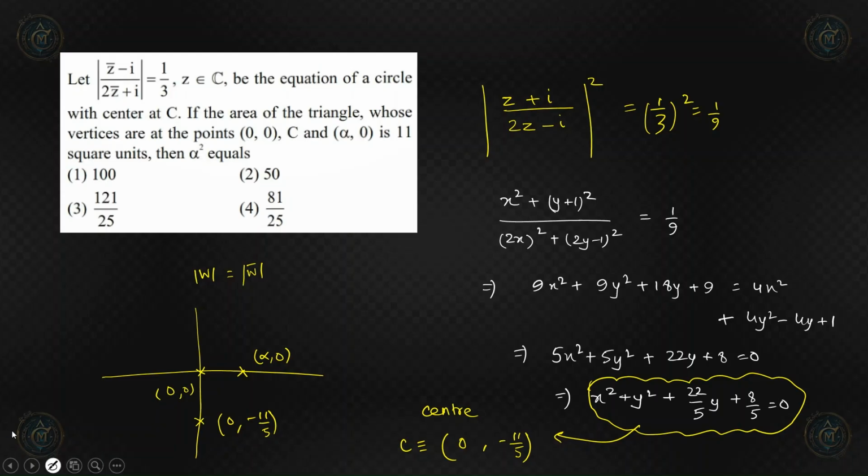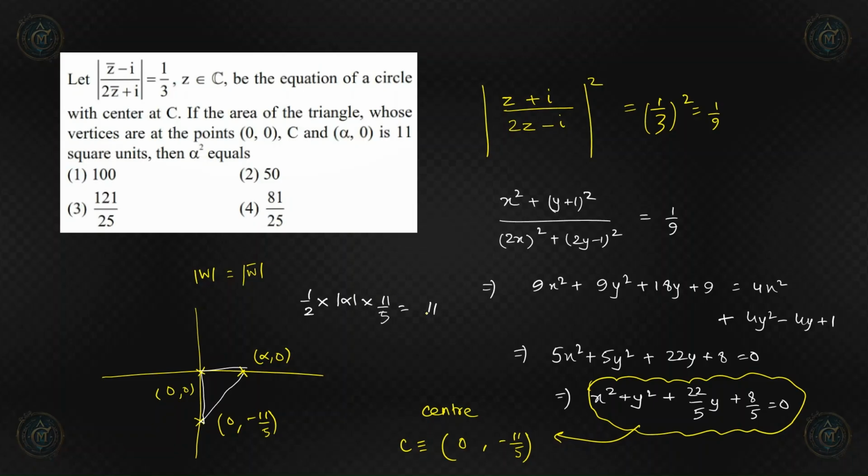So in this case, the area of the triangle will be half times base into height, right? So half times the base length, which is mod of alpha, because alpha we already took as a positive quantity in this case, so mod of alpha will be equal to alpha. But if the situation was reversed, let's say alpha was on this side, then we would have taken mod of alpha. So times this, which will be 11 by 5, this is equal to 11 square units, like this.